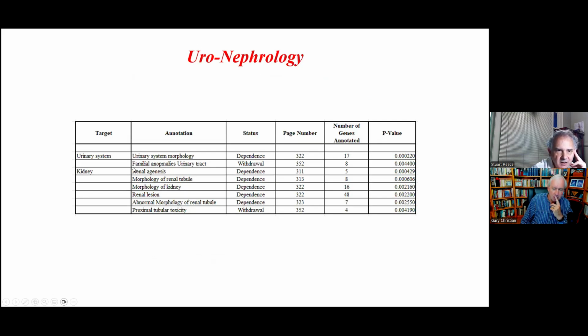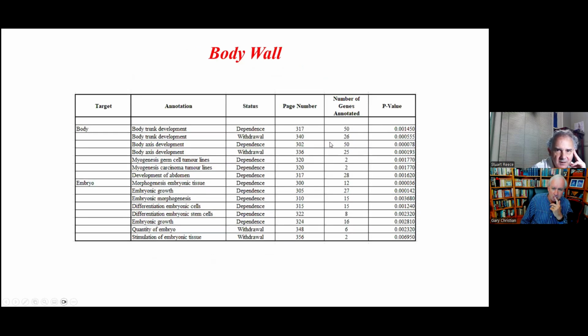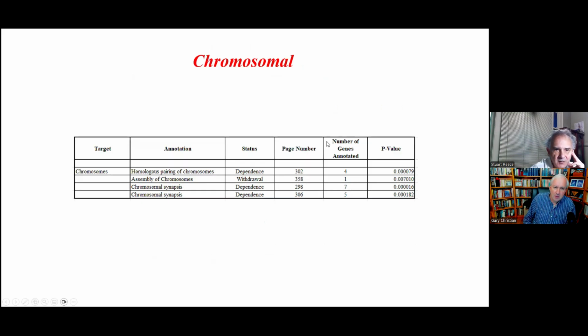This is the bladder and kidneys. And again, lots of hits here, lots of genes involved. The body wall: we talked about gastroschisis and exomphalos, which in some studies are related. Lots of genes involved there. And then the chromosomes. This is all these basic chromosome functions, multiple genes implicated.